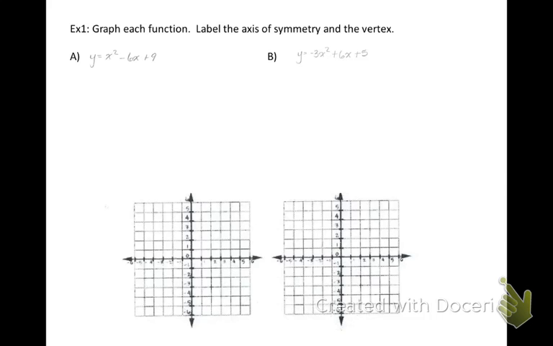Example 1. Graph each function. Label the axis of symmetry and the vertex. So, there are a few steps to this, and so step 1. We are going to find the axis of symmetry.